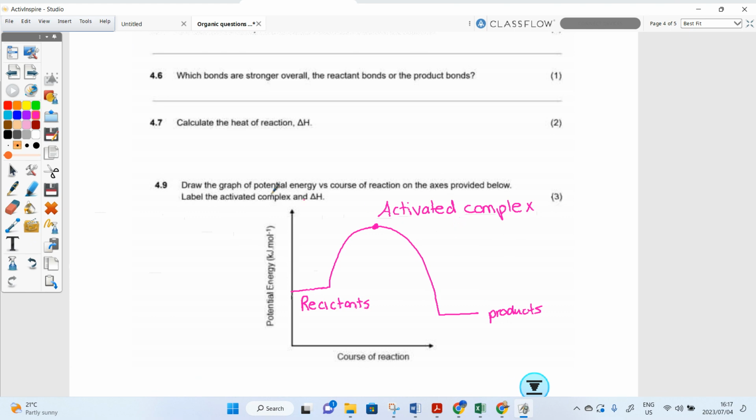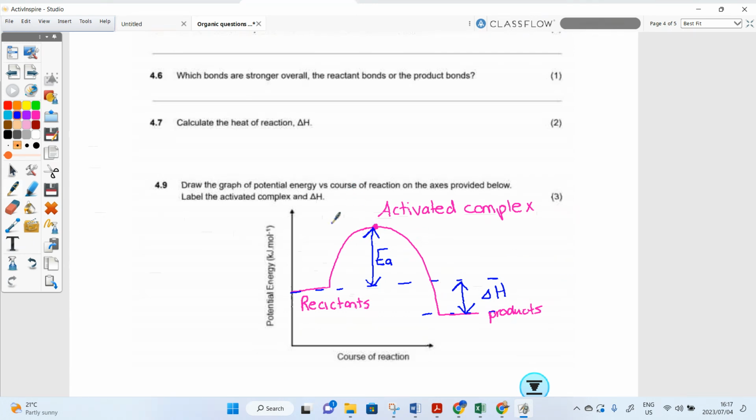They didn't ask us to label activation energy, but you know that activation energy is from the reactants to break the bonds to there. So this will be the activation energy. And then the energy between the reactants and the products, we want to see arrows because it's an energy. That's going to be your delta H.